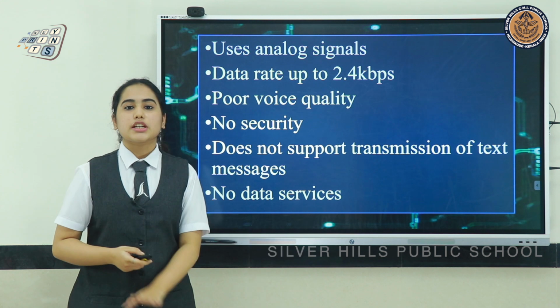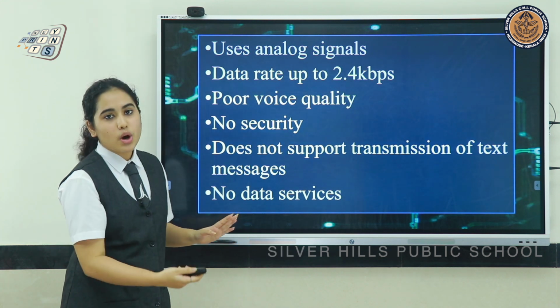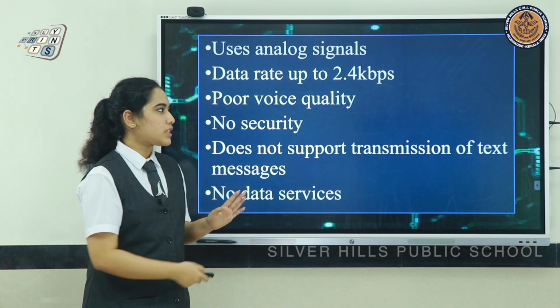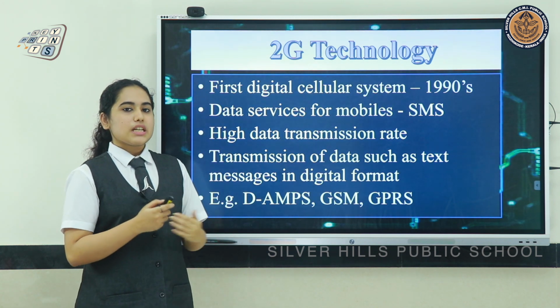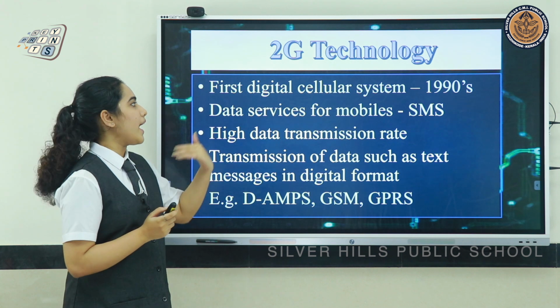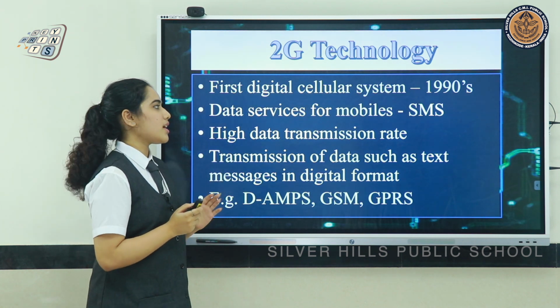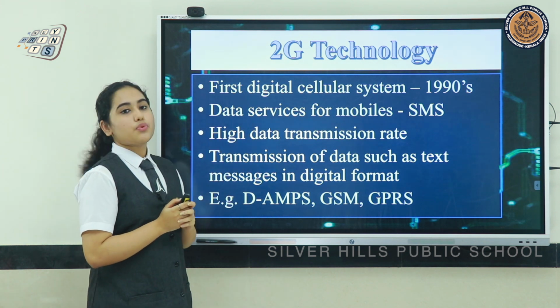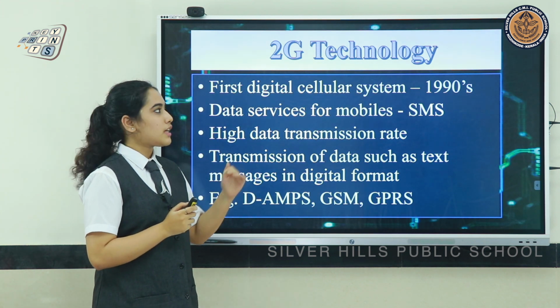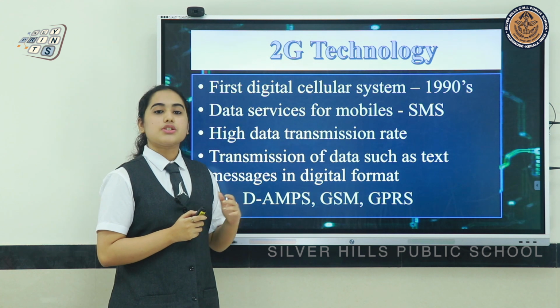Now came 2G technology, which was a much better version of 1G technology. We'll see what all its features were. 2G is the first digital cellular system. 1G is the first analog cellular system, while 2G is the first digital cellular system, which was introduced in the 1990s. Data services were provided for mobile phones, and the SMS feature was introduced.